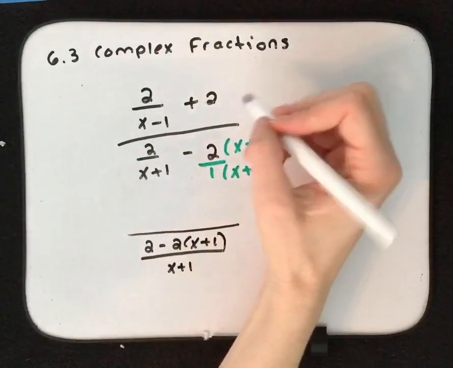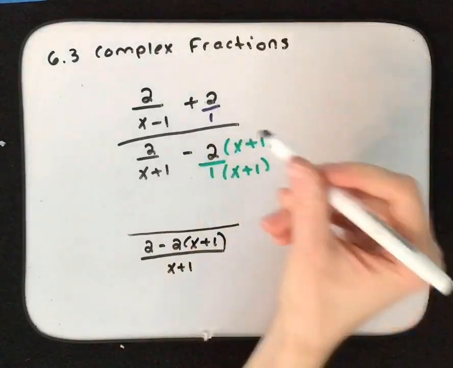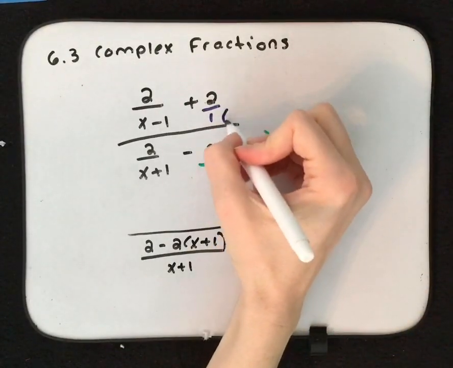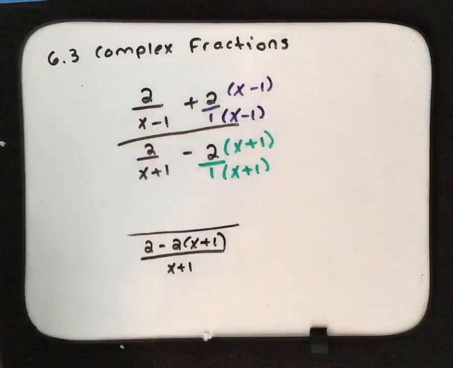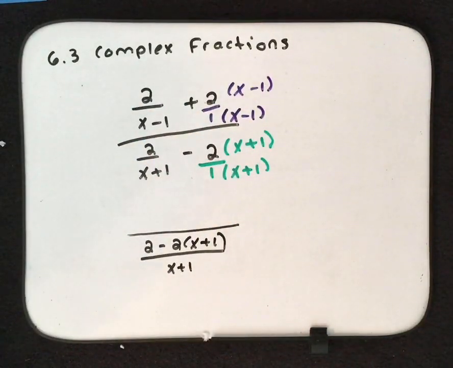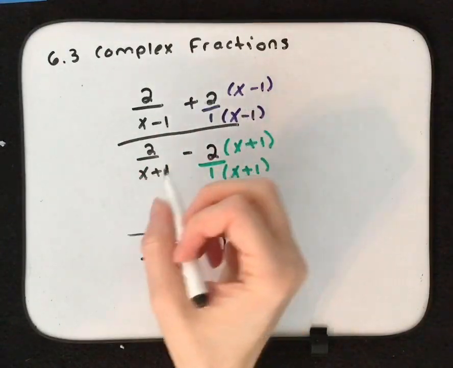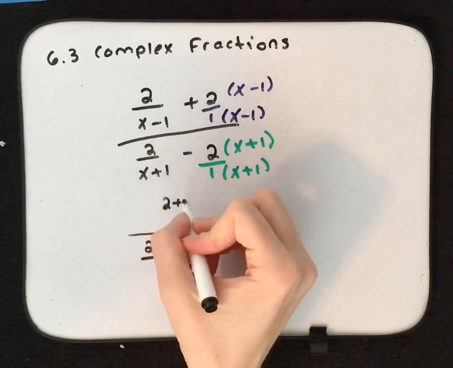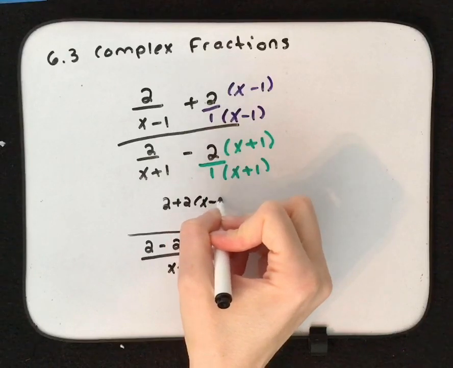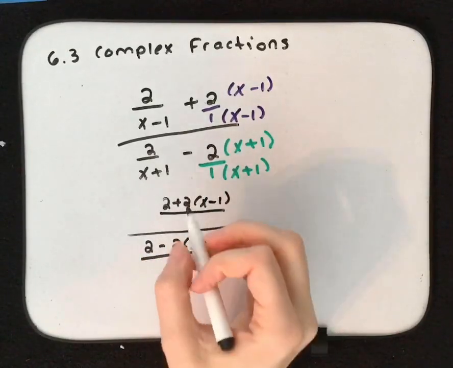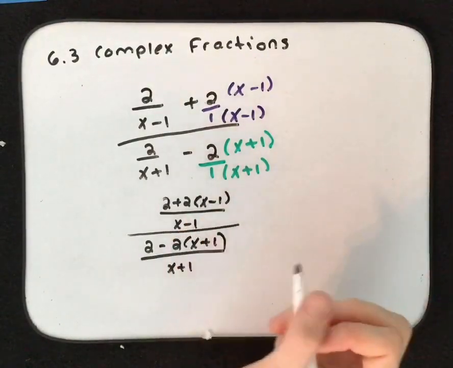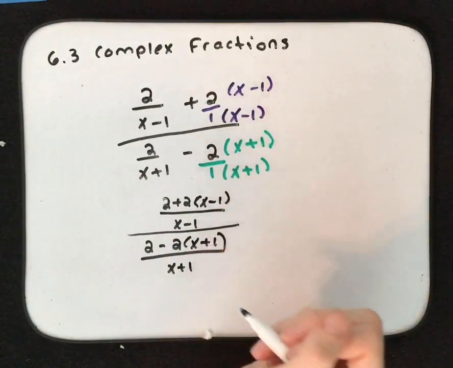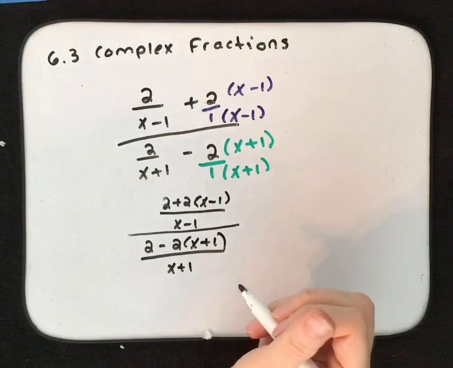So I have this, think of it as 2 over 1. I have x minus 1 as the denominator here. I need a common denominator, so let's use x minus 1. So that means in the numerator, as I multiply, I get 2 plus 2 times x minus 1, all over my common denominator, which was x minus 1. Now it looks a little better than it did because it's just one piece in the numerator and just one piece in the denominator, but let's clean it up some more.